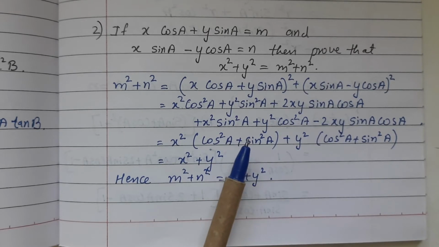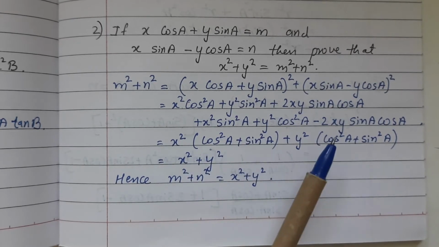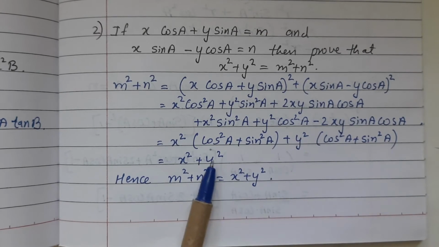Cos square A plus sin square A is 1. So x square into 1 and y square into 1, which is equal to x square plus y square.